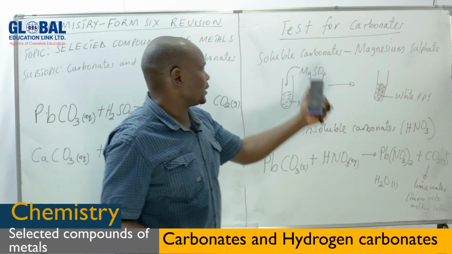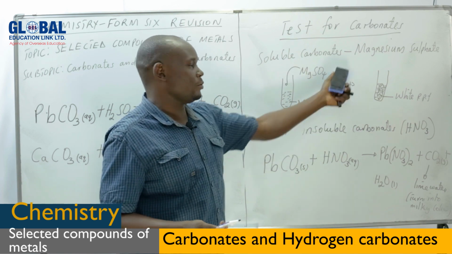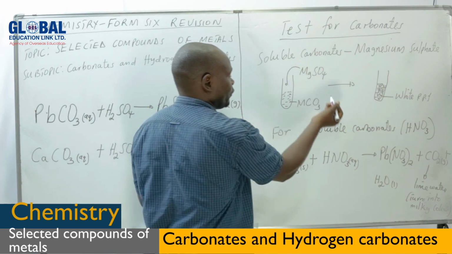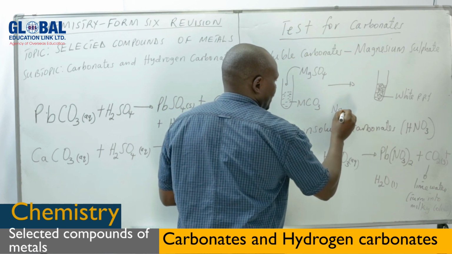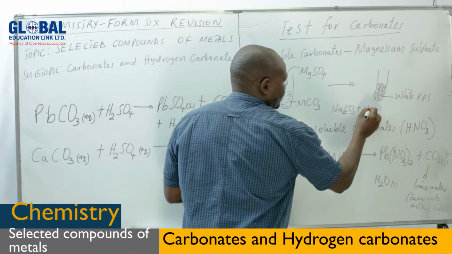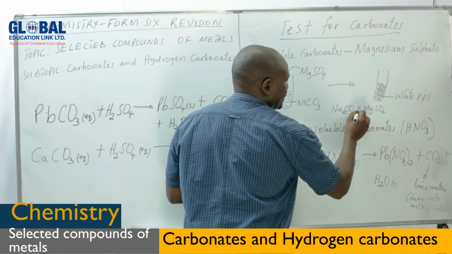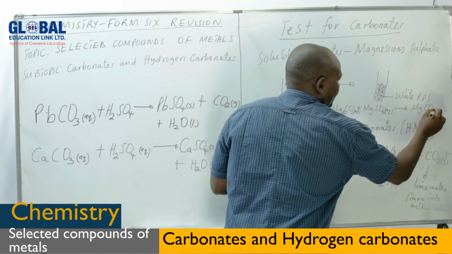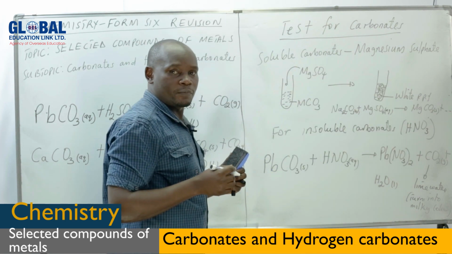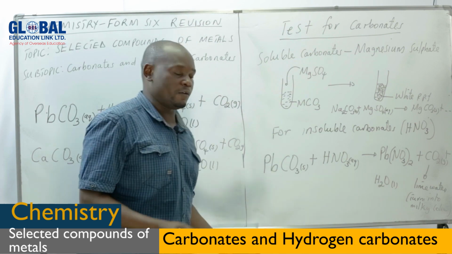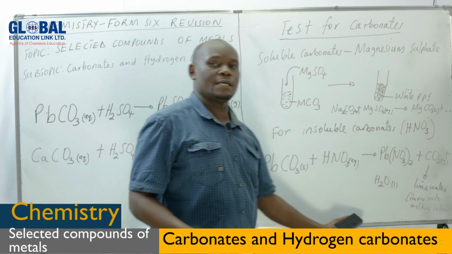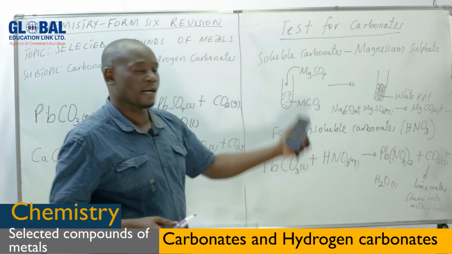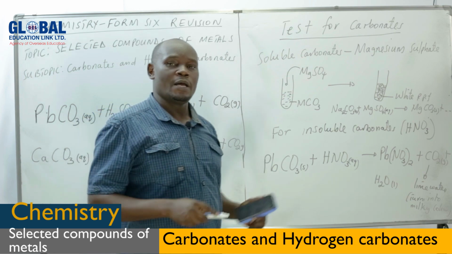So that is how you can test the presence of carbonates. For soluble carbonates, we use magnesium sulfate, whereby a white precipitate of magnesium carbonate is formed. For example, if we take sodium carbonate, aqueous, reacted with magnesium sulfate solution, also aqueous, the white precipitate will be magnesium carbonate, which is solid, and other products. You can finish it up. For insoluble carbonates, we use nitric acid, where carbon dioxide is liberated, and when passed through lime water, the lime water turns milky. That is how you can identify the presence of carbonates in a given compound.